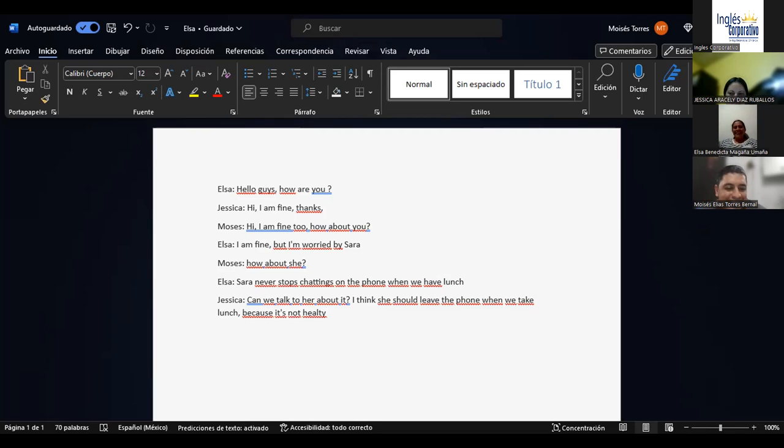Entonces, nos sentimos mal. Porque ahí Elsa dice que no para de chatear cuando estábamos comiendo. Ajá, pero ¿y no dijeron que se lo iban a decir directamente, pues? Sí, pero primero estamos hablando entre nosotros y después le vamos a decir. Solo voy a participar ahí donde Moses dice: Hi, I'm fine too. How about you? They said, I'm fine, dice Elsa. But I am worried about Sara. About Sara.